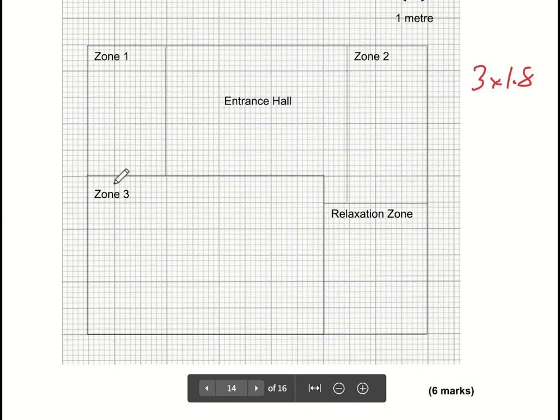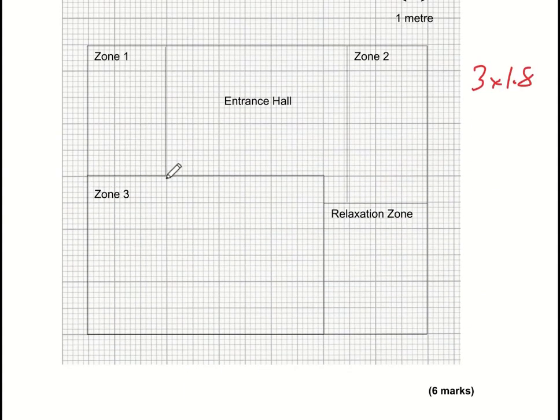So for 2 lines of symmetry, I'm just going to put 1 in the top corner. So 3 times by 1.8, there's 1. I'll do another one over here. So that is symmetrical. Well, I've not done the other ones either. So let me put these ones in here. Again, just stick them in the corners.